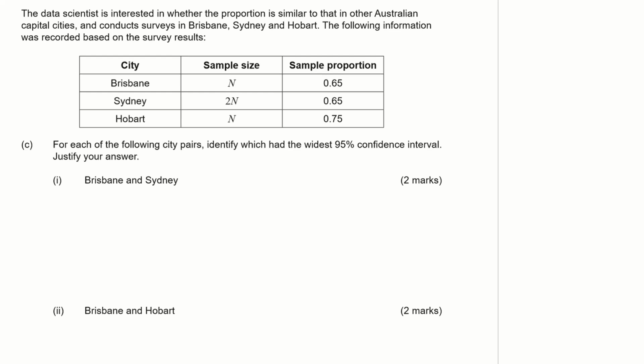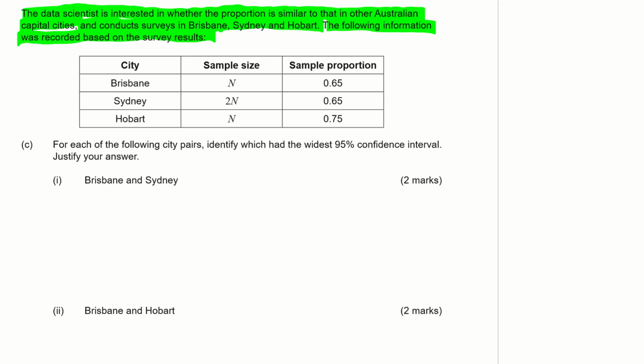The data scientist is interested in whether the proportion is similar to that in other Australian capital cities, and conducts surveys in Brisbane, Sydney and Hobart. The following information was recorded based on the survey results. We can see the table there. For each of the following pairs, identify which had the widest 95% confidence interval and justify your answer.